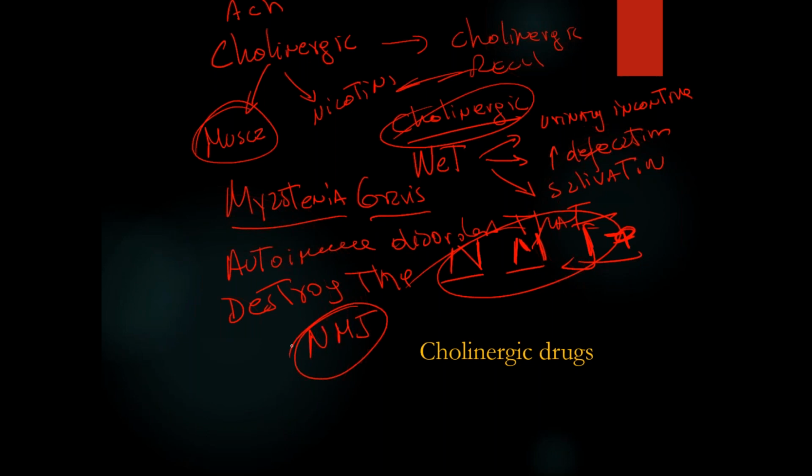So what is having the NMJ? This is the NMJ. These are the receptors for acetylcholine, and that is what is going to release the acetylcholine, sodium, calcium, etc. So in myasthenia gravis, what is happening? Look at this. There are no receptors. It's going to totally destroy the receptors for acetylcholine.